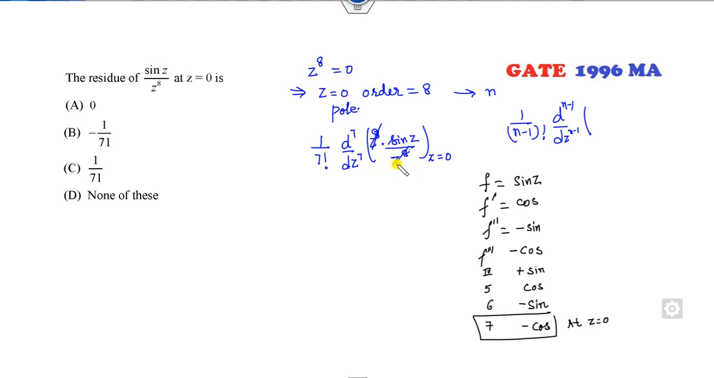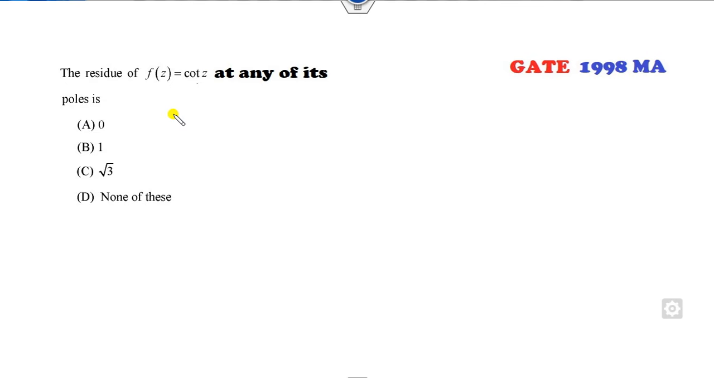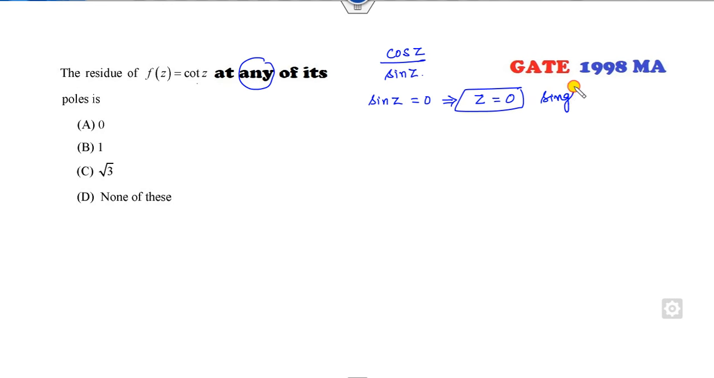Cos 0 is 1, so its value is minus 1 over 7 factorial, which is the right answer of this problem. Now the residue of this at any of its poles. We can write cot z as cos z over sin z. The pole is obtained by taking sin z equal to 0, so z is 0. It's a single pole.